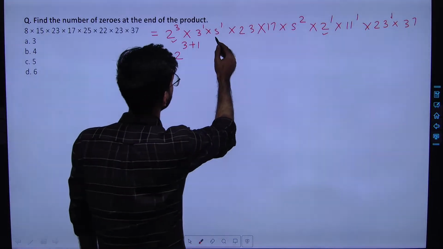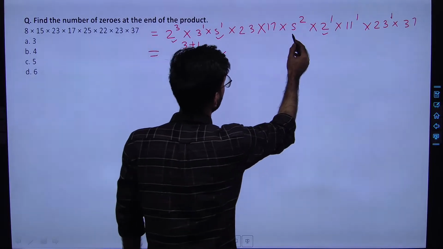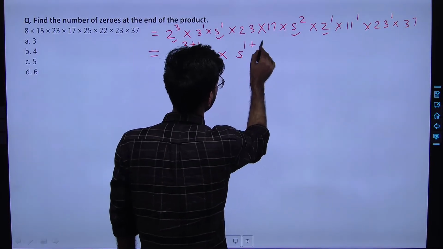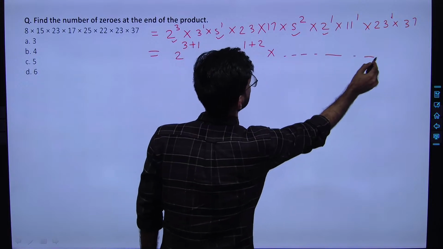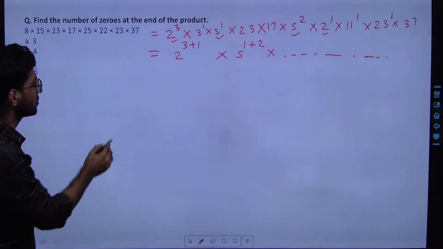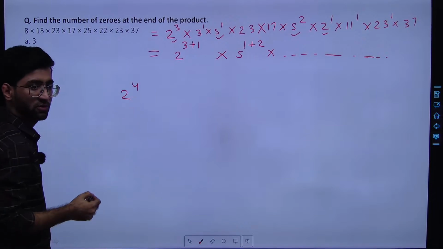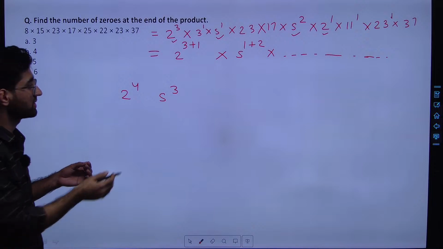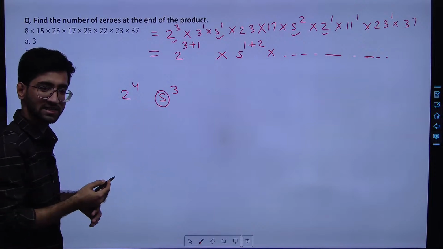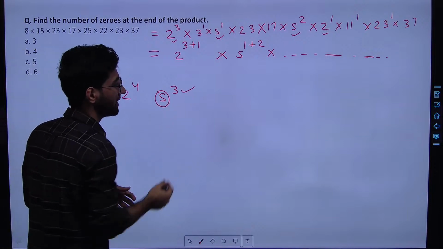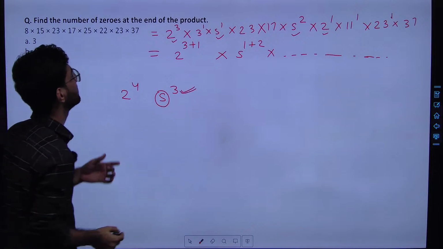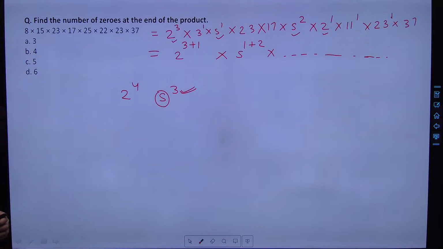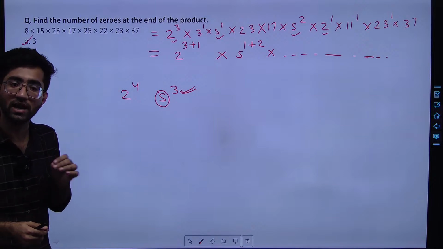Let us look at 5. So 5 to the power 1 and 5 to the power 2. So basically 5 to the power 1 plus 2. So what is the power of 2? The power of 2 is 4. And what is the power of 5? The power of 5 is 3. So the power of 5 is less, right? So 3 is the number of zeros at the end of the product. Means 3 is the number of trailing zeros.